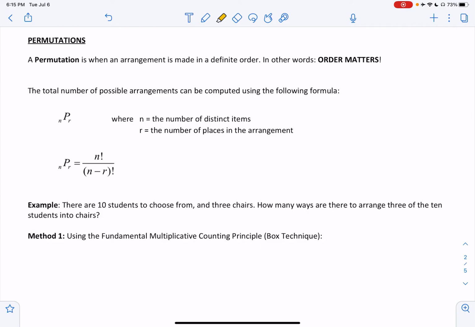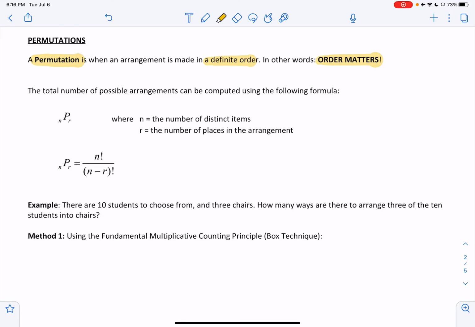So a permutation is when an arrangement is made in a definite order. In other words, order is really important here. So for example, we were looking at the order of questions on a test. If I rearranged those questions, that's a different version of the test. The order matters. If questions are switched around, that's a different arrangement. The order in which I pick them, question 1, question 2, question 3, question 4, impacts whether we have version A, version B, version C. That's how I know order matters.